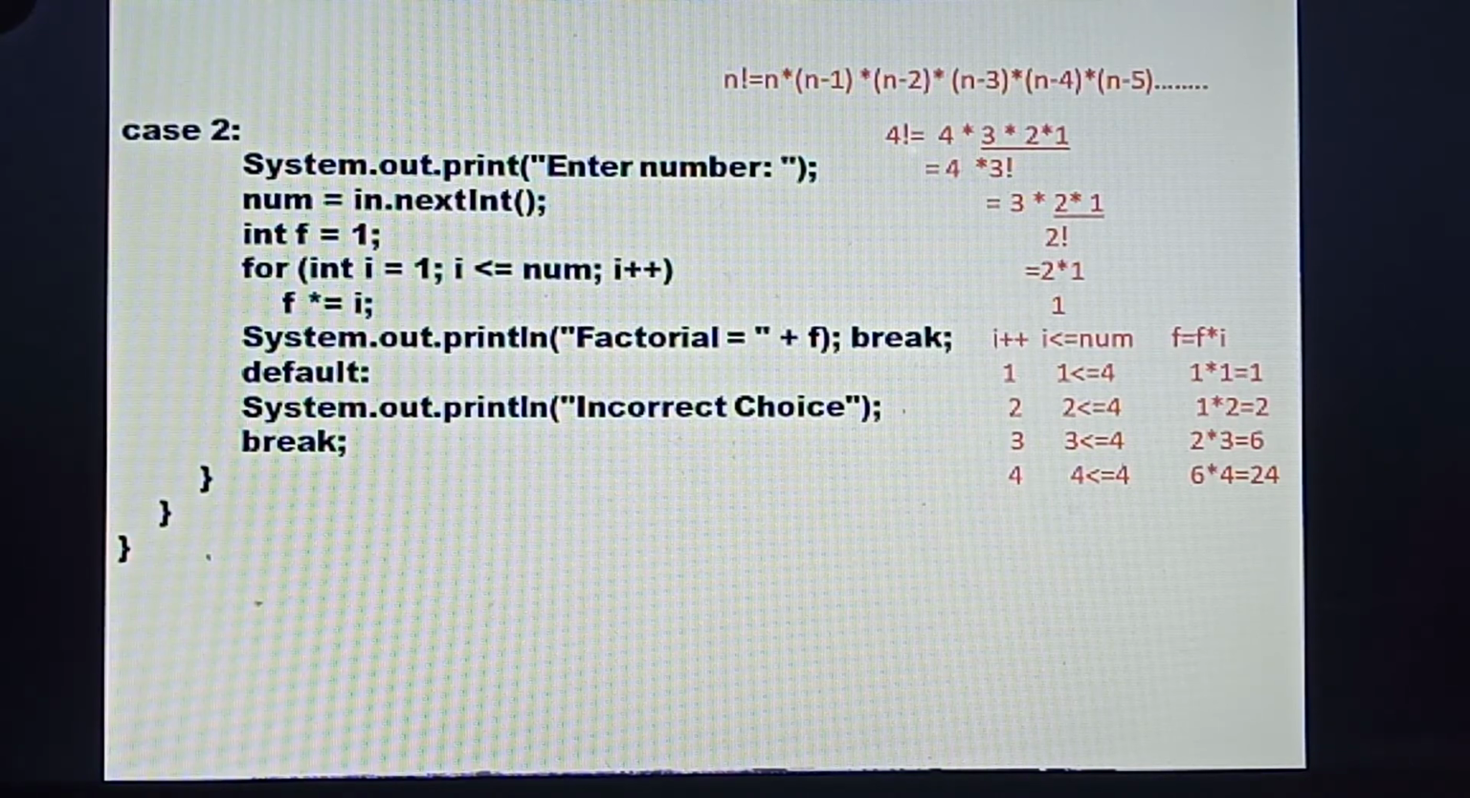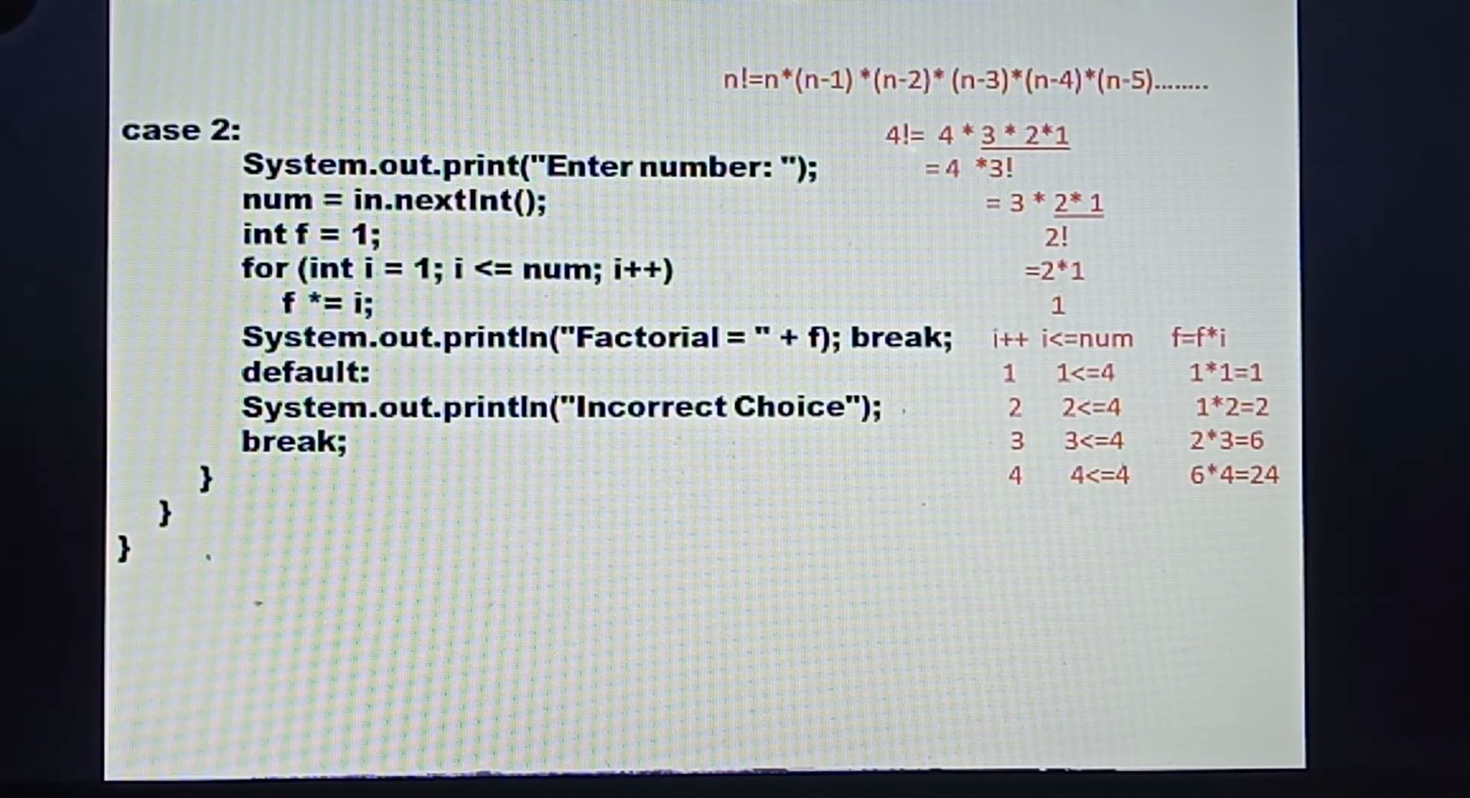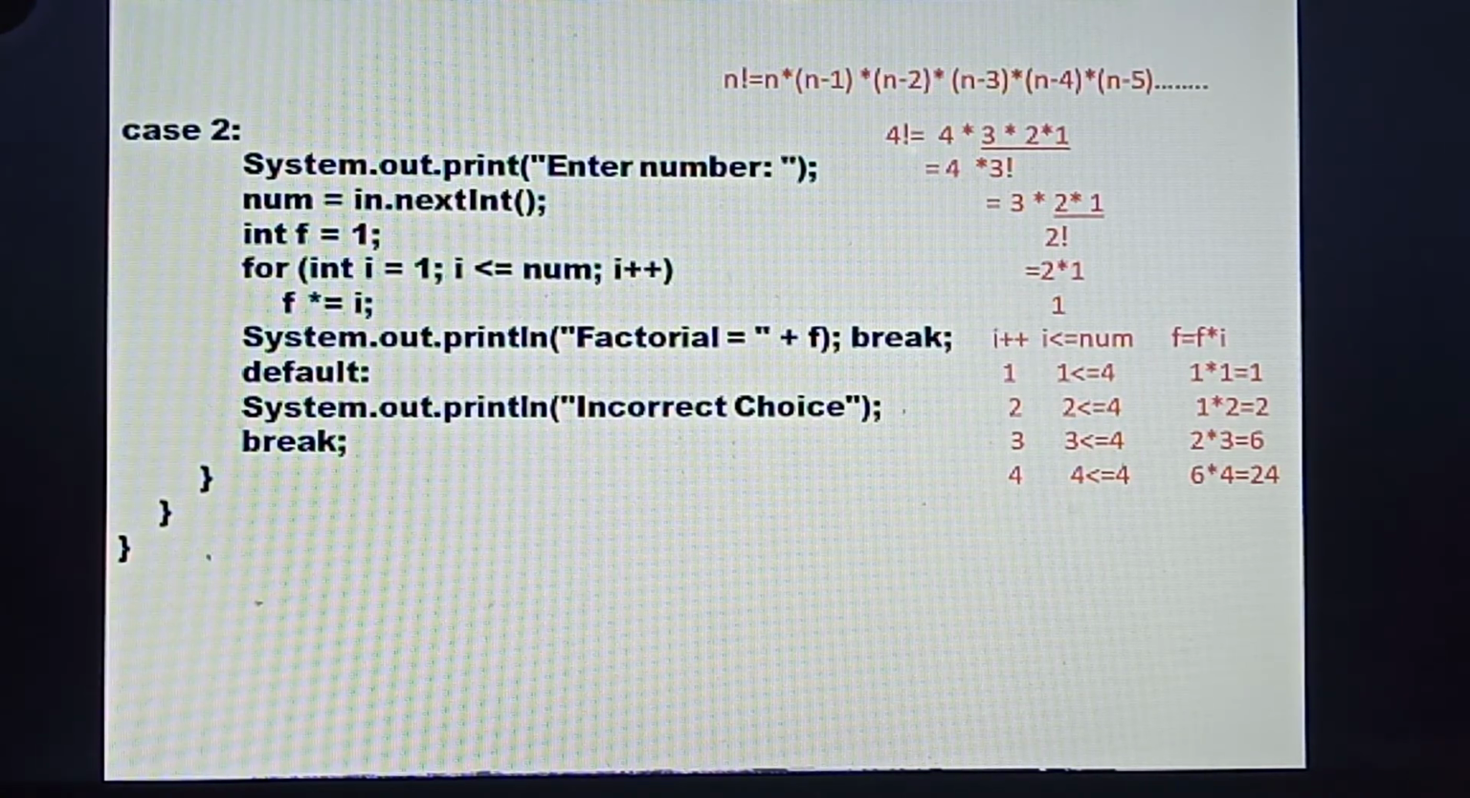So your factorial is 2, and 2 into 3 gives 6. In the fourth iteration, 4 is less than equal to 4, so it will be 4 only. Then 6 into 4 gives 24. If 4 factorial is 4 into 3 into 2 into 1, if you multiply, you will get 24. So in this way, you can do the factorial program.